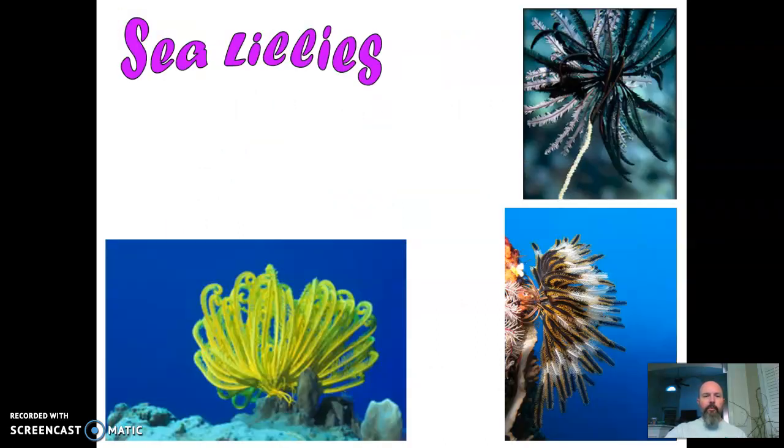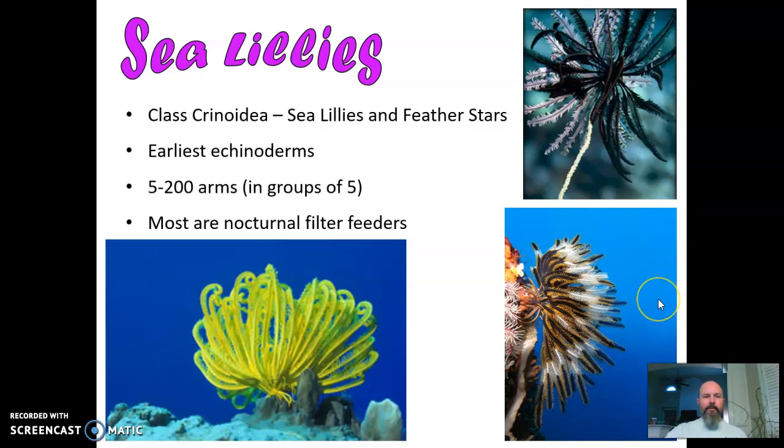So sea lilies, I will spend a little bit of time letting you look at some of these sea lilies. The crinoids are that group that was maybe the outgroup of the section we're covering in here. Sometimes they're called sea lilies, feather stars, but it's class Crinoidea. These are arguably the earliest echinoderms, certainly the earliest echinoderms we're studying in here. They have somewhere between 5 and 200 arms, but they always seem to be in groups of 5, so it'll be some number times 5 of arms.